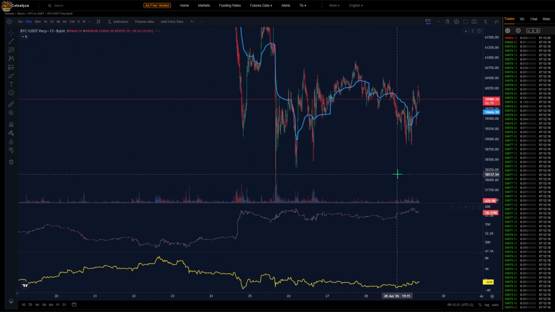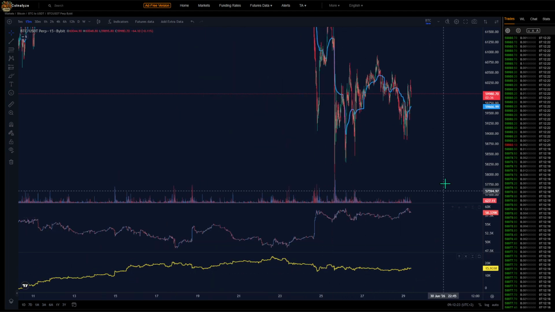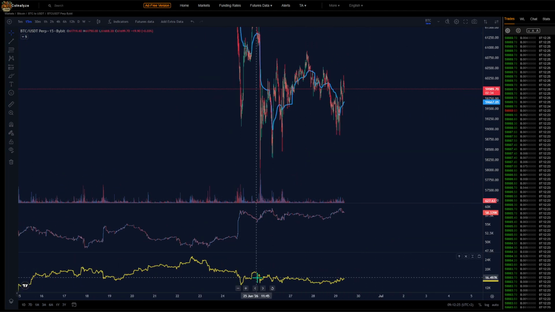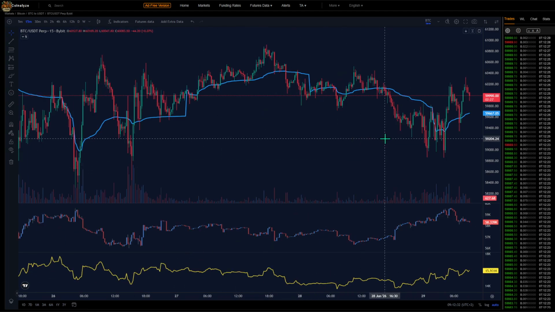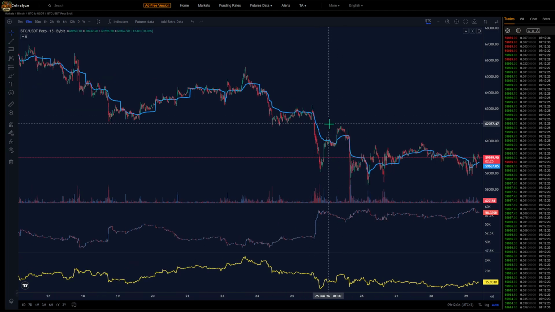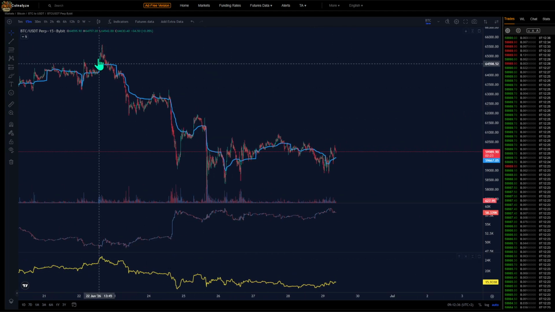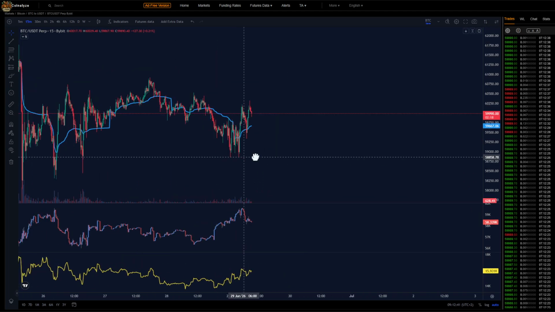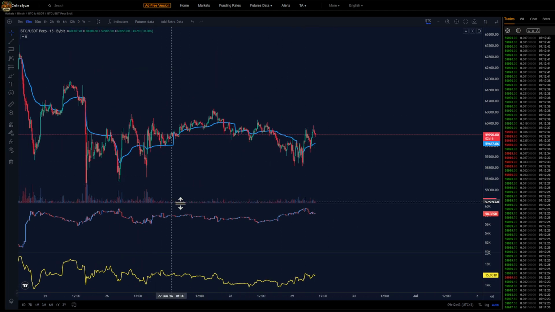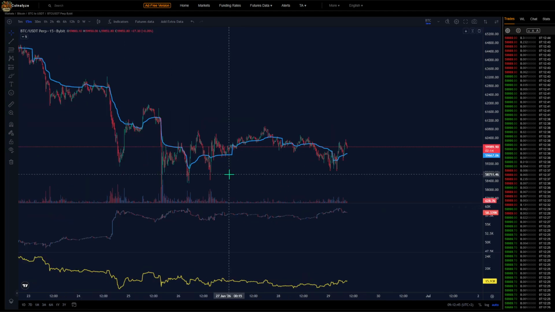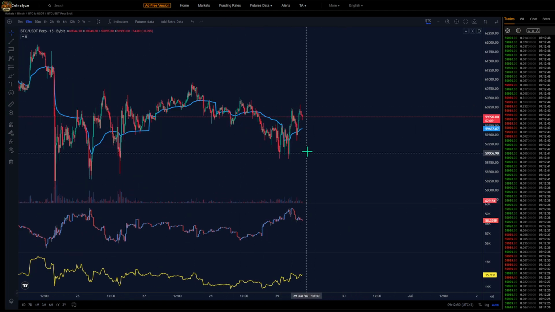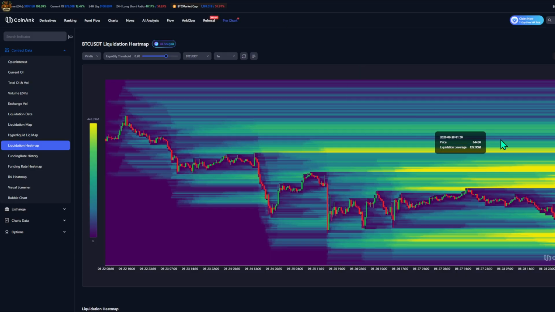As you can see right here, the delta is also trying to curve back up, even though it has died quite a bit. It has dropped down quite a bit since we've made this drop correction right here. You can see from this high that we made at 65k, the delta has been dropping, and volume right now is also pretty dried up. Only open interest is high, which is why we're seeing those aggressive swing moves.